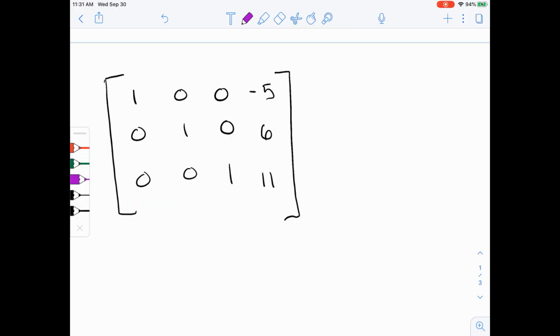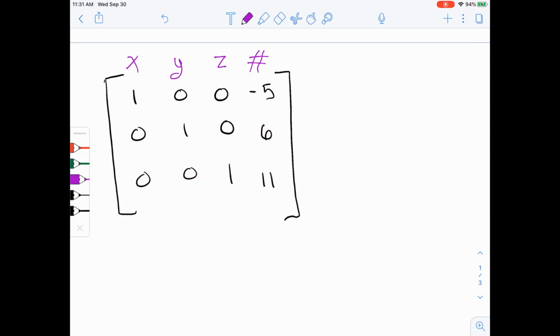Let's interpret our solution matrix. All the coefficients for x are in the first column. All the coefficients for y are in the second. All the coefficients for z are in the third. And the last column is all of my numbers.